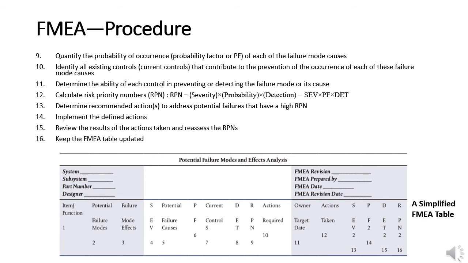The next step is to review the results of the actions taken and reassess the RPN number. After the defined actions have been taken, reassess the severity, probability, detection, and review the revised RPN number. The new RPN should help the engineer decide if more actions are needed or if the actions are sufficient. Columns 13, 14, 15, and 16 of the FMEA table are used to indicate the new SEV, PF, DET, and RPN respectively. The final step is to keep the FMEA table updated.